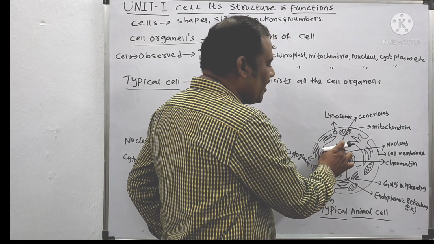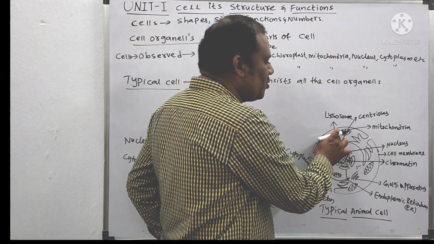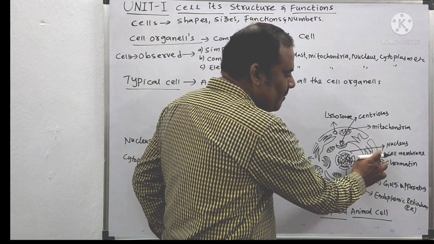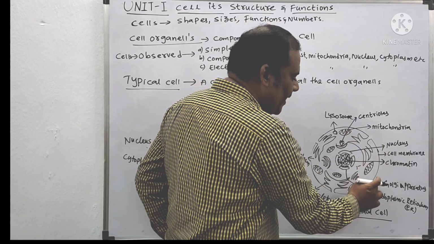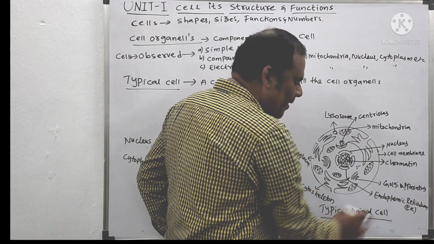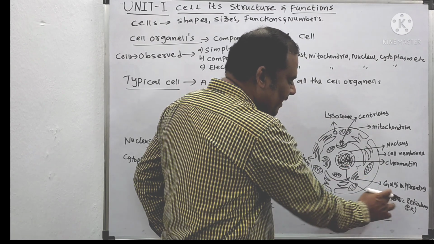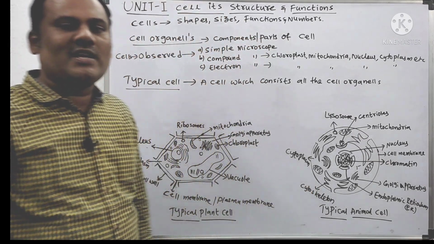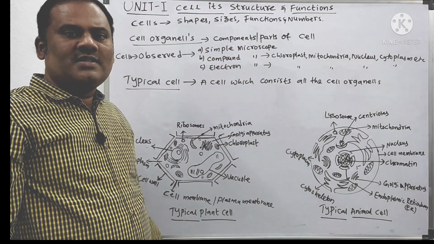And next, this is called centrioles, and these are called lysosomes, and next these are called mitochondria, and next this is a cell membrane, the outer membrane is called a cell membrane, and next these are called a Golgi apparatus, these are called endoplasmic reticulums, and this is called cytoskeleton. So these are the various parts of what? Animal cell.